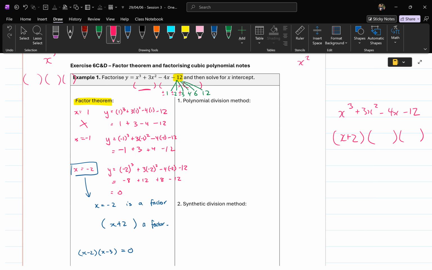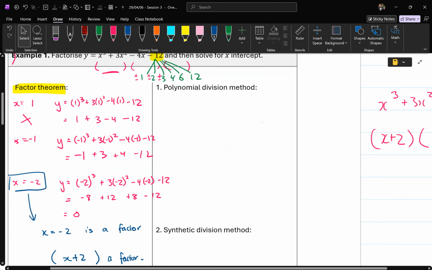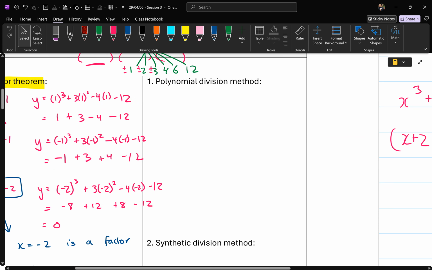That's 6c. If you moved on from 6c, then next step is how do you get that quadratic bracket? Okay? So here we go. So we got the x plus 2 as a factor. How do we get the next two? There are 3 techniques. I'm going to do the first one. This is called polynomial division.